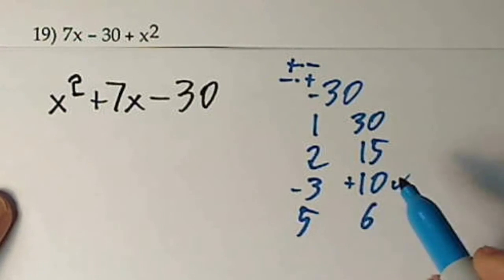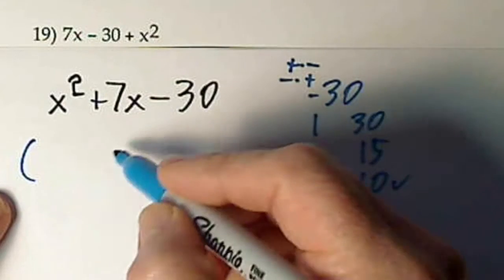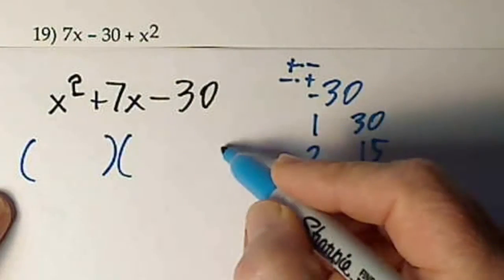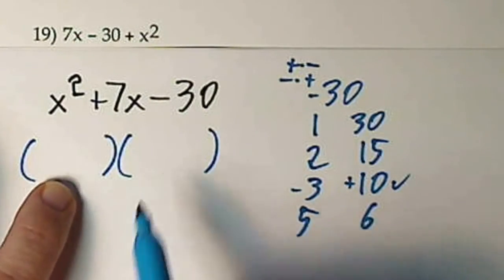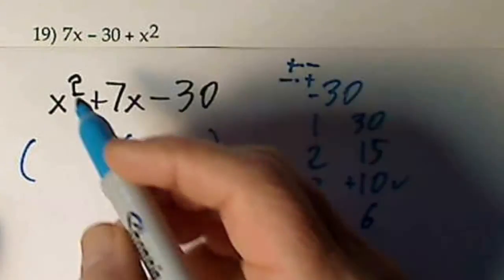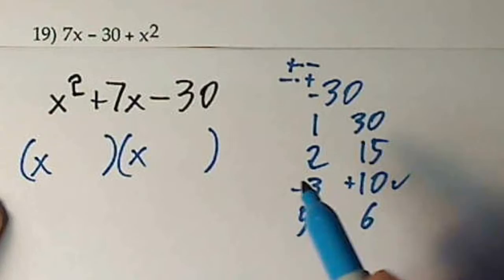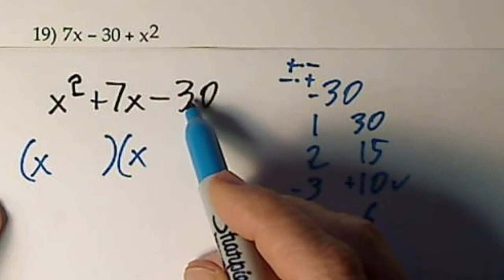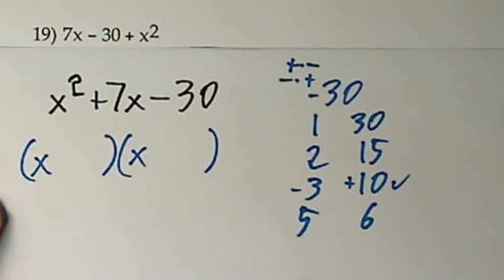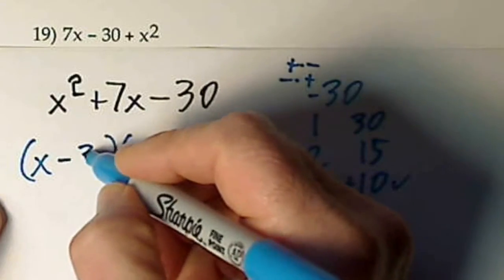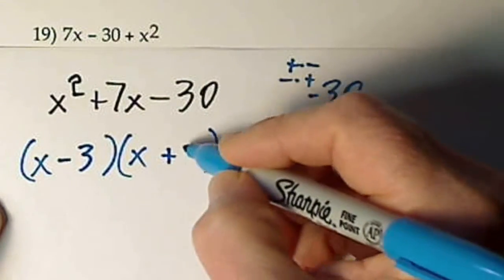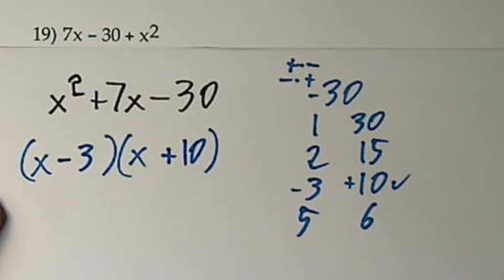So you have the second term of each of these sets of parentheses ready to go. For x squared, it would just be x and x. To get a negative 30 and also a middle term of 7x, you'll have negative 3 and positive 10. Again, there's more detailed explanation of how you get there already posted on YouTube.